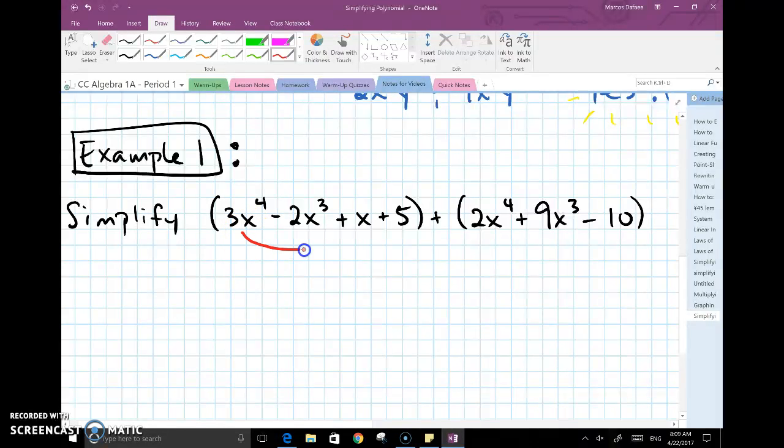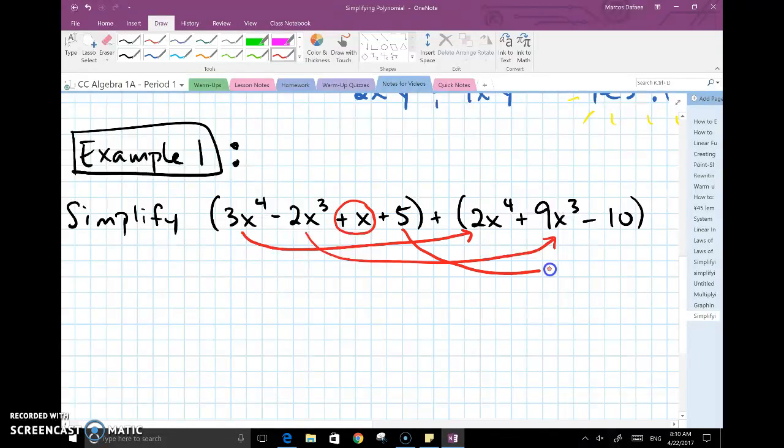So I can see that this 3x to the fourth will combine with 2x to the fourth. I also see that this negative 2x to the third will combine with this 9x to the third. When I look at the x, however, and I go over to the trinomial, I don't see a term that it will combine with. There is no like term for this plus x, because there is no other term in this trinomial with just x by itself with a power of 1. So I circle it so I don't forget it, because I do need to include it in the answer.